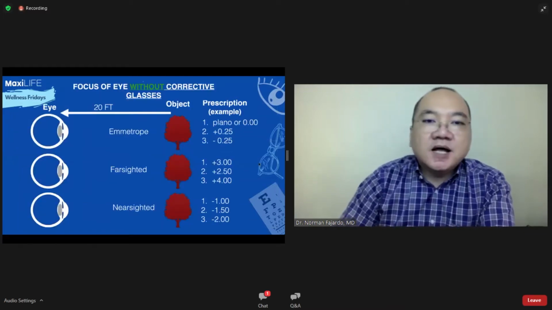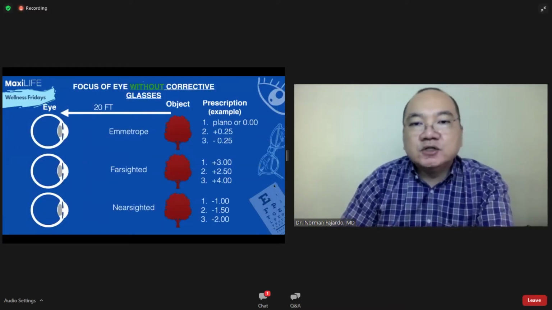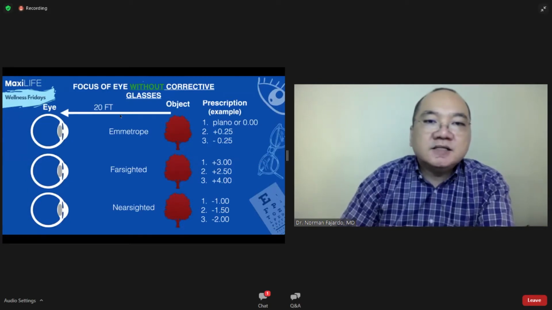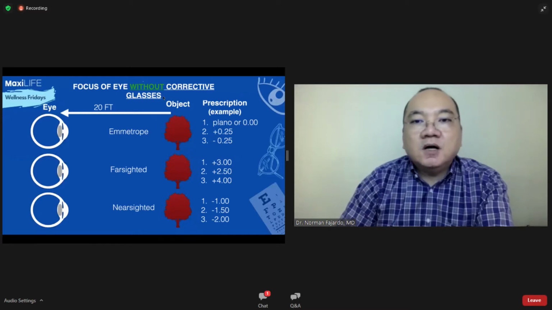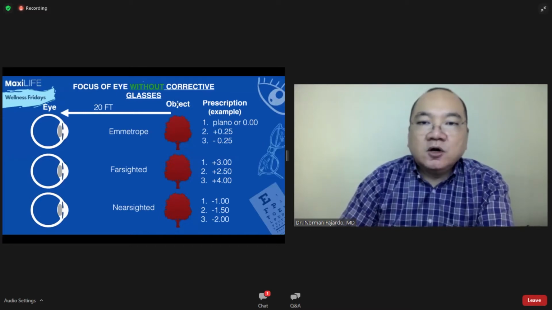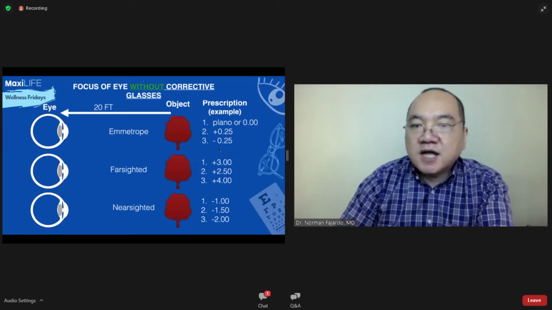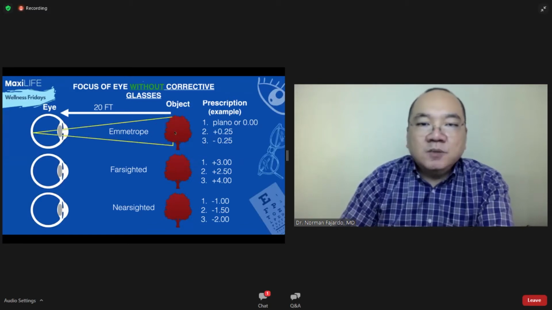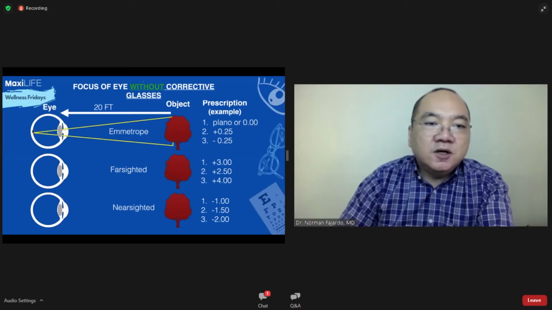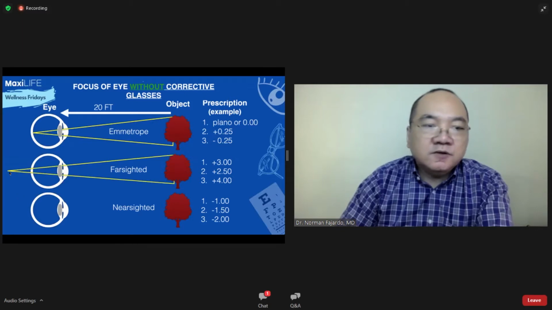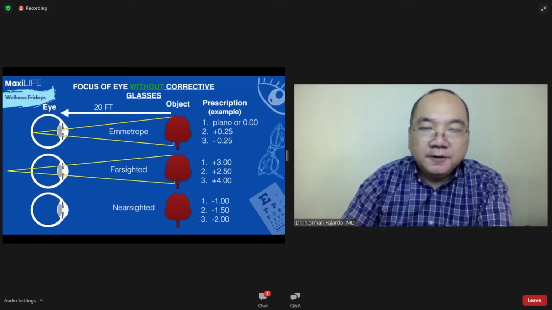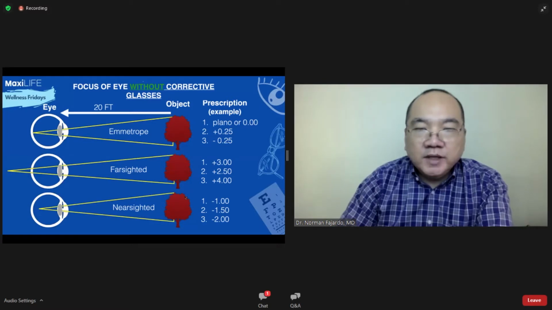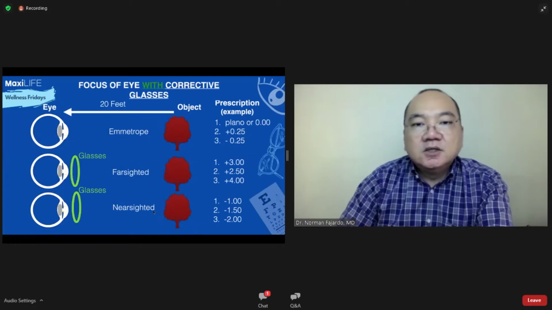The following slides are schematic illustrations of how we see. First, this slide tells us how we focus when we are without corrective glasses. Our object is about 20 feet away. You have this type of prescription. The object reaches the eye and it's focused on the retina when you are emmetrope. You are farsighted when the object is focused behind the eyeball. You are nearsighted when the object of regard at 20 feet is in front of the retina. So you need corrective glasses to be able to see clearly.